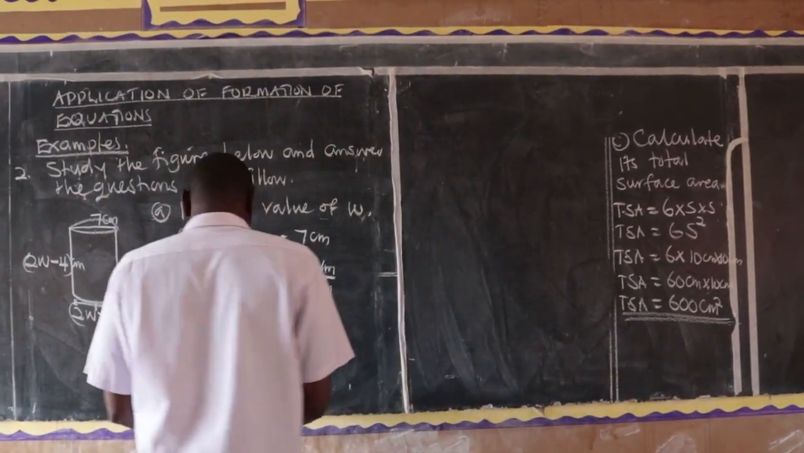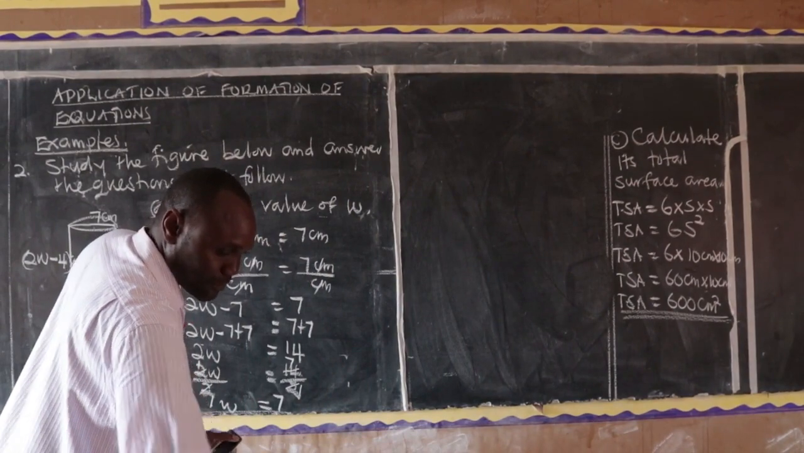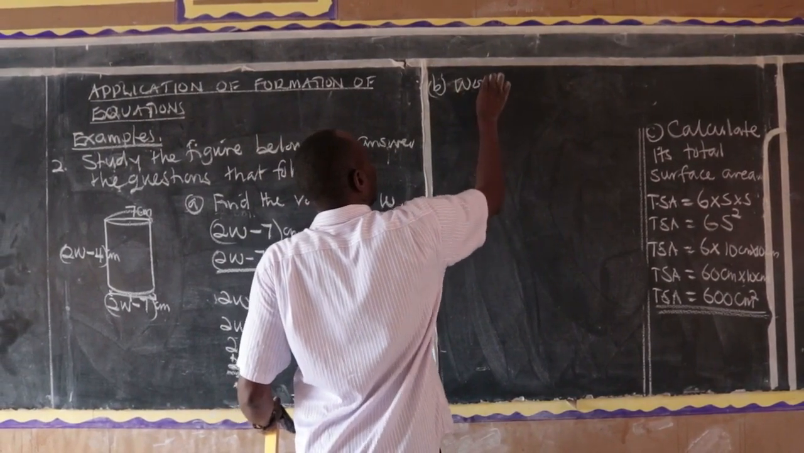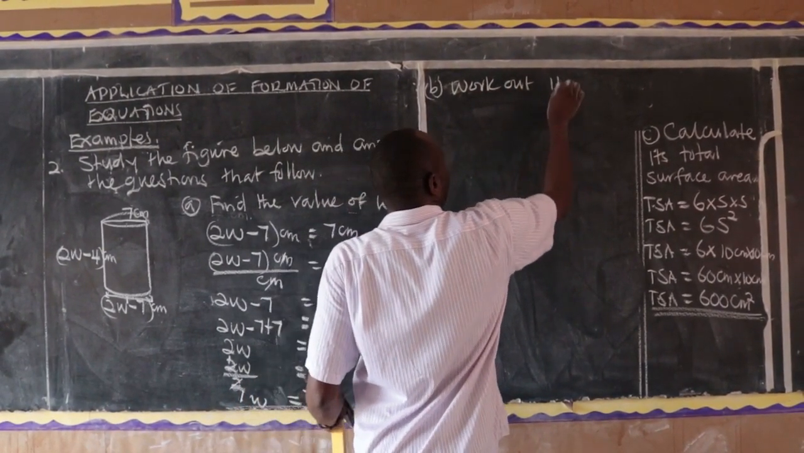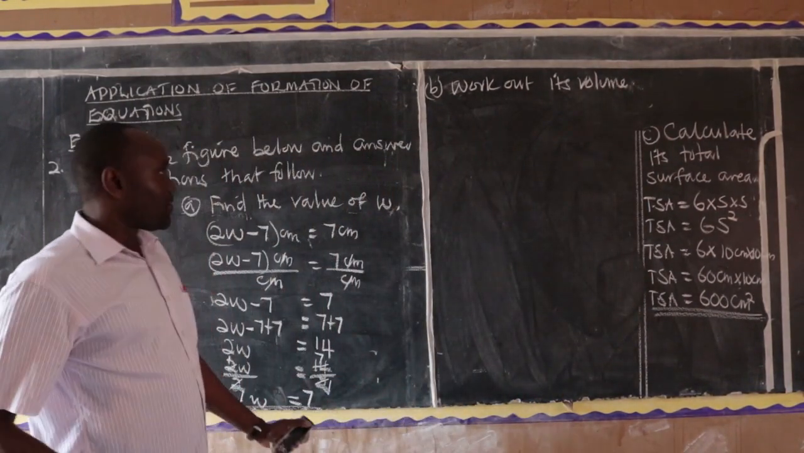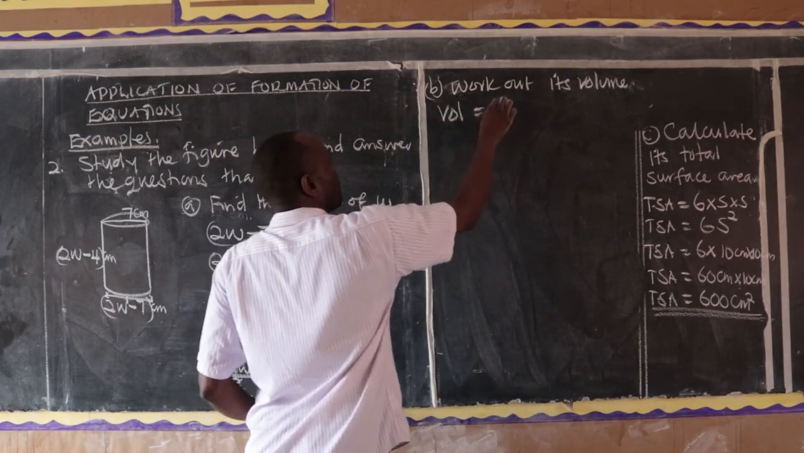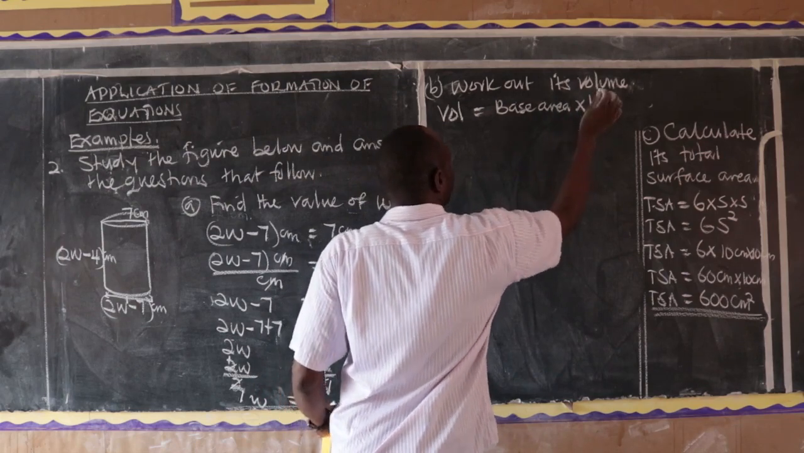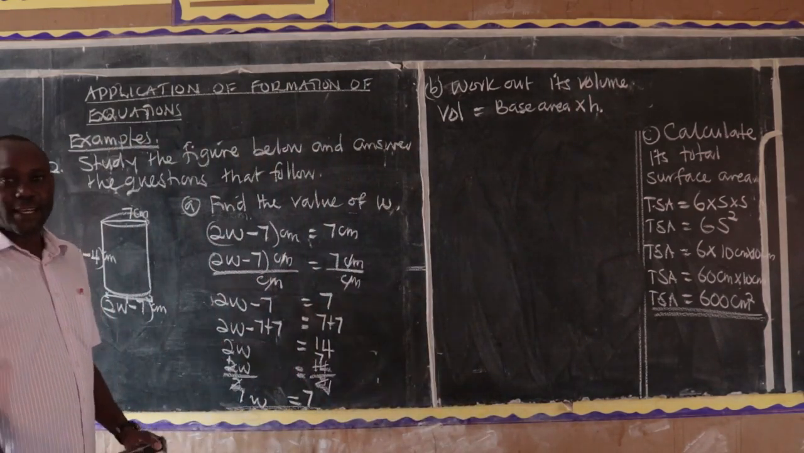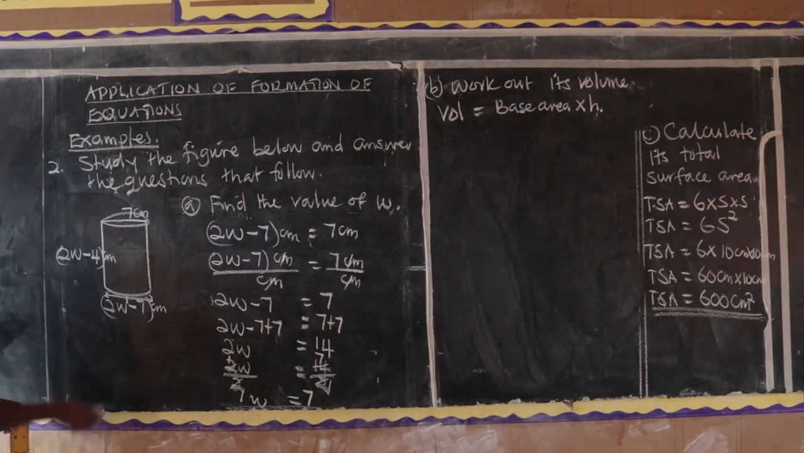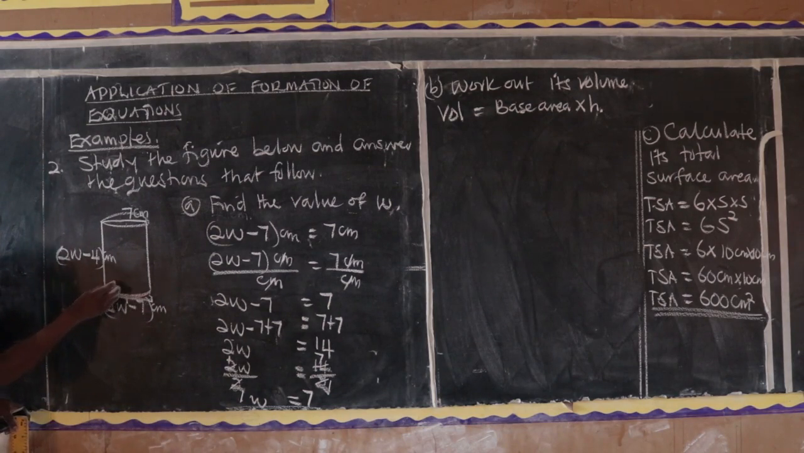Can we go ahead and find the volume? Question B. Work out its volume. Remember, our general formula says volume equals base area times the height. Therefore, when you look at this figure, at the bottom here, this is what we call our base. It's made up of what?